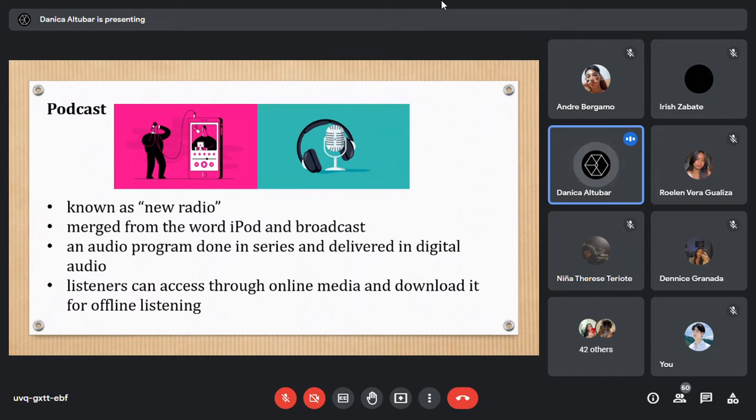Then we have podcast, which is also known as new radio, merged from the words iPod and broadcast. It is an audio program done in series and delivered in digital audio. Listeners can access it through online media and download it for offline listening. The most popular platform for this mode of delivery is Spotify. I've seen this in Spotify. I've actually listened to a few podcasts in there.